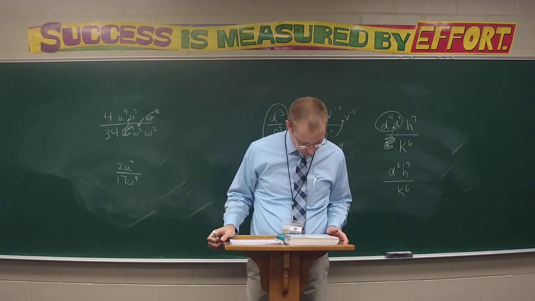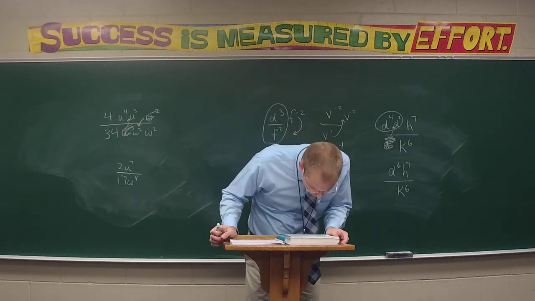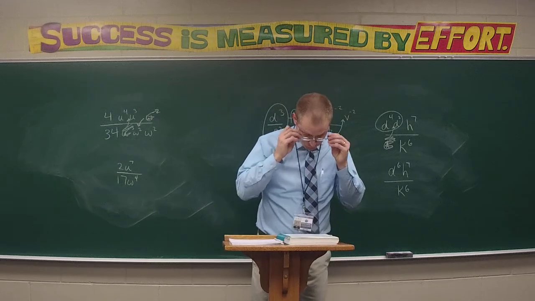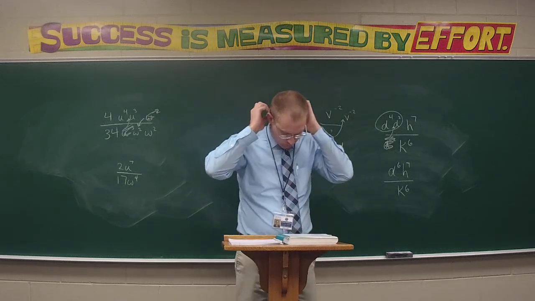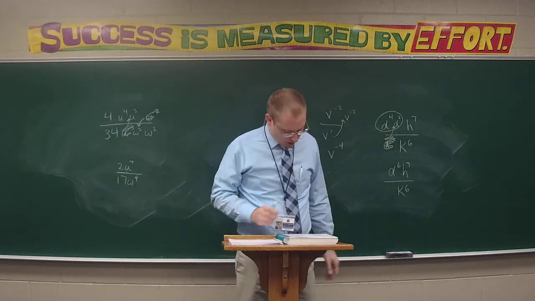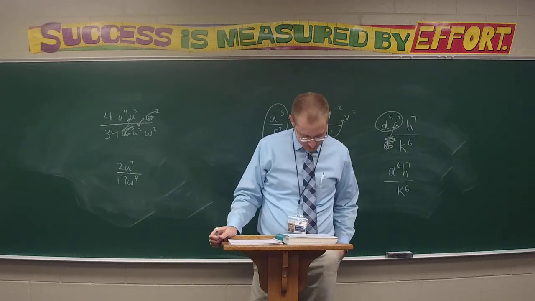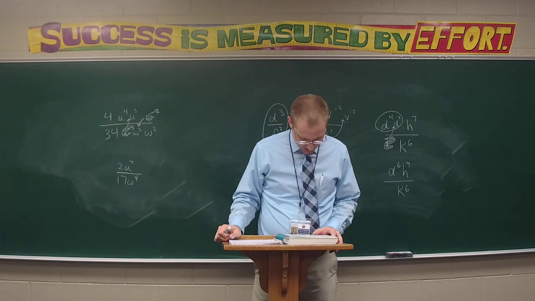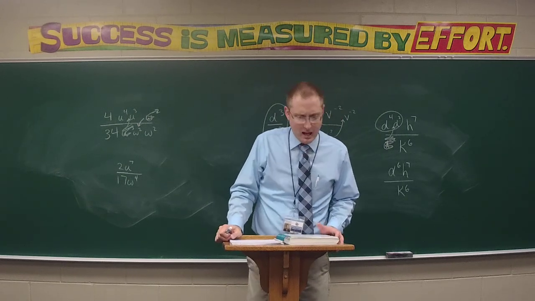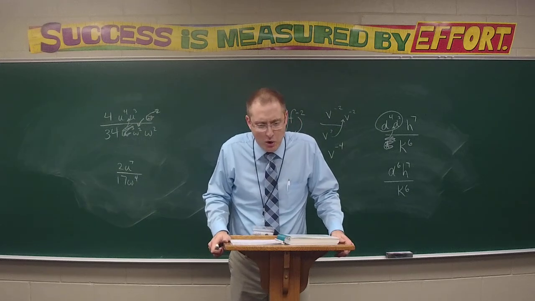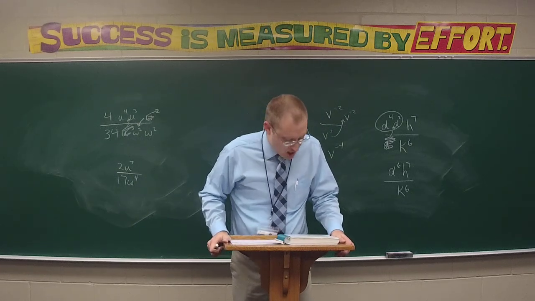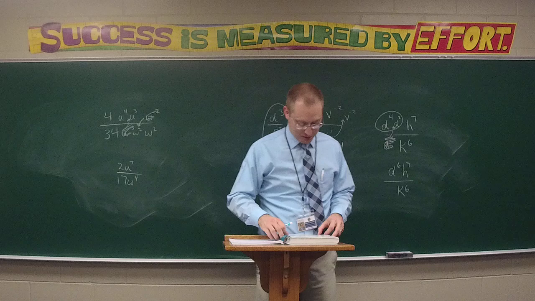H to the 7th, x squared, y to the 11th, over w to the 14th squared. No. Kendall, help friend. H to the 11th, w to the 14th, x squared, y. You wouldn't happen to have that in a denominator, would you? Like 1 over all of that? You should. Should be 1 over h to the 11th, w to the 14th, x squared, y.